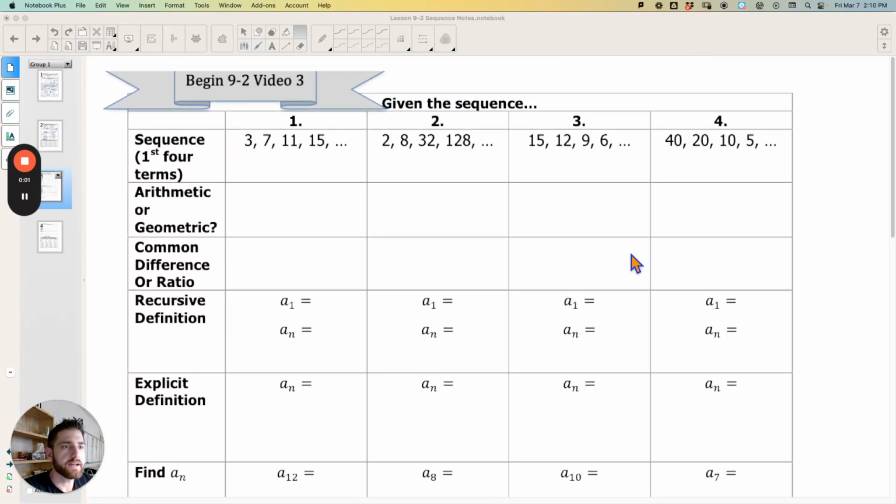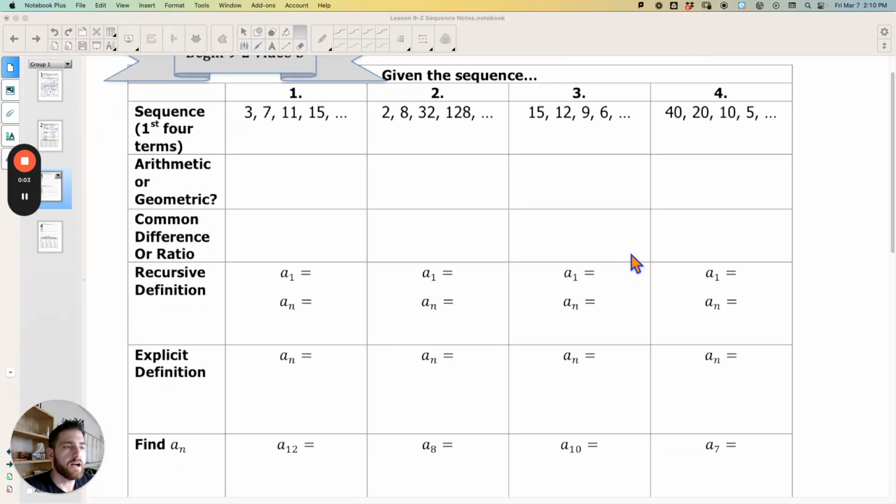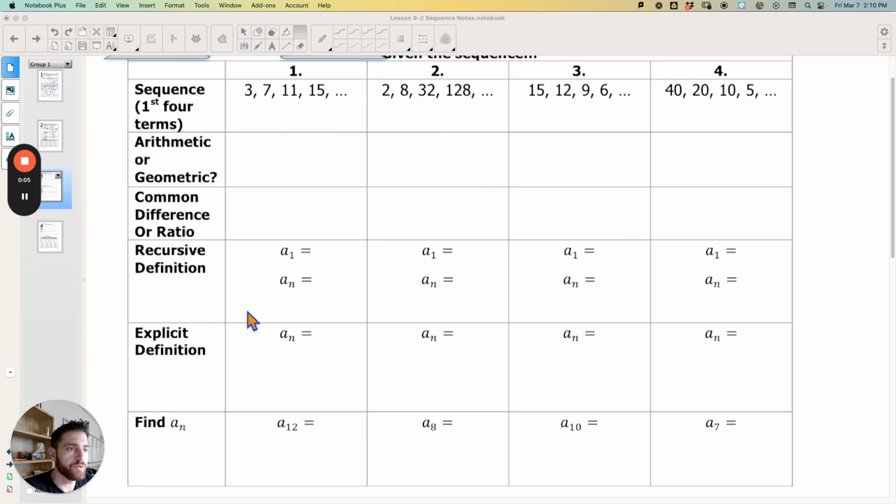Alright, welcome to 9-2 video 3, and we are going to go through two of these together, and then I want you to try the other two and then check the answer key to see if you got them right on your own. So I'm going to go over example number 1 here, and this is wanting us to fill out this chart for us, giving us the first 4 terms of this sequence.